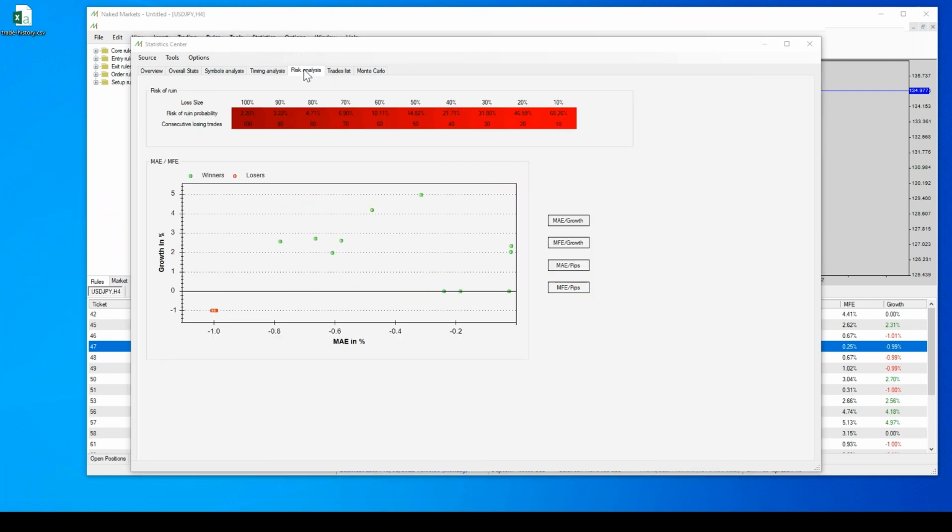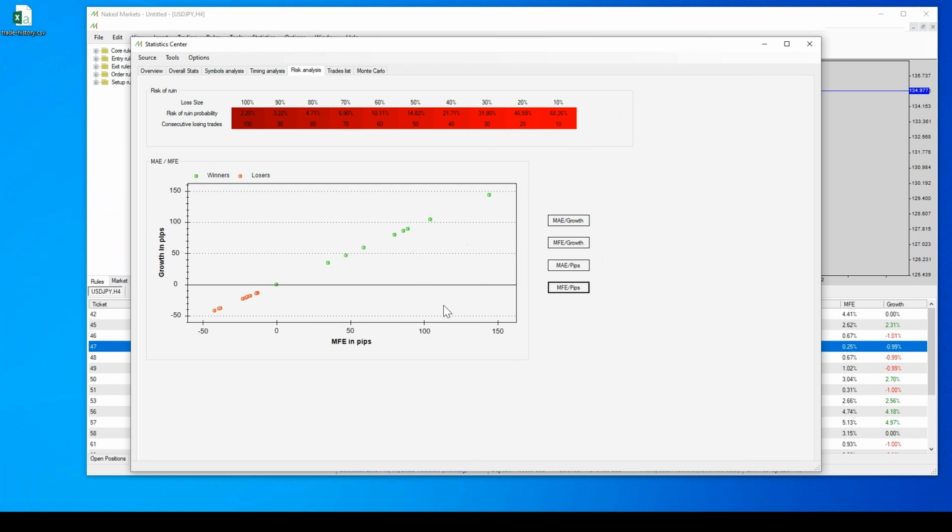The Risk Analysis tab gives some information about the risk of ruin of the audited system. You can see the probability to lose money depending on the number of consecutive losing trades. The MAE and MFE indicators are very handy to verify that the system is not underperforming. The maximum adverse excursion and maximum favorable excursion values provide the potential of each trade to check if the take profit could be widened or the stop loss tightened, as an example.